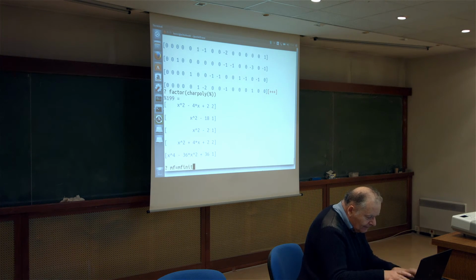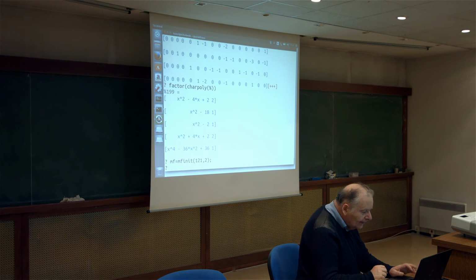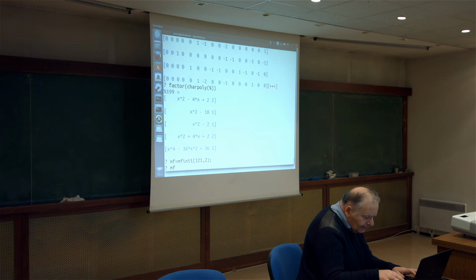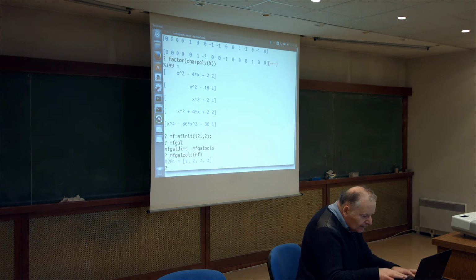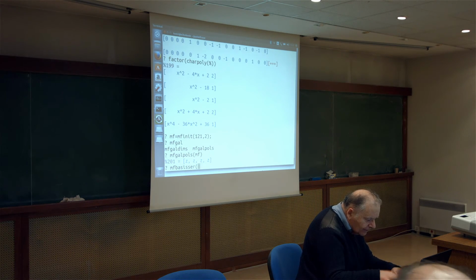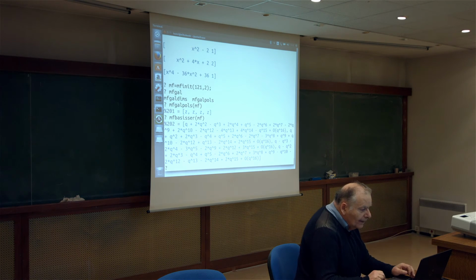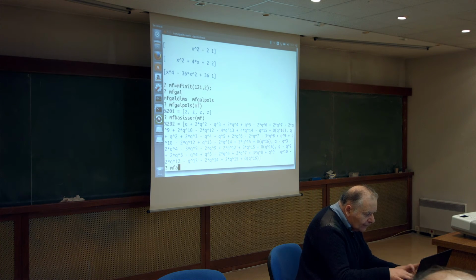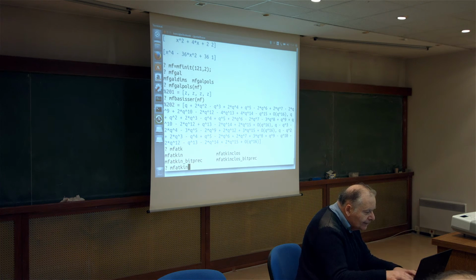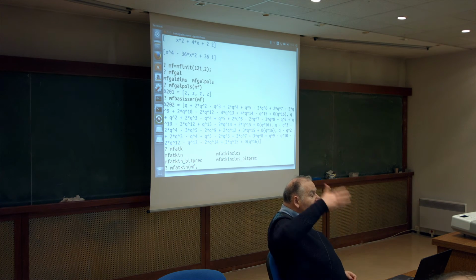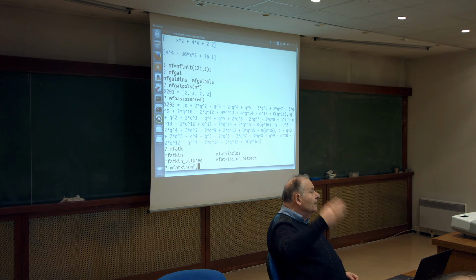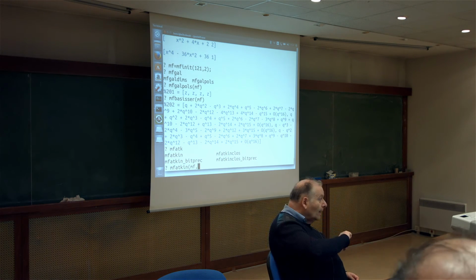MF init of, let's put ourselves in level 121 to have something a little bad. MF Galois of MF, well, it's all rational, so I can ask for the series expansion if I want. Here it is, who cares? But now what's more interesting is to ask for the action of the Atkin-Lehner operators on MF. So the Atkin-Lehner operators are defined on what are called primitive divisors of the level. So 121 being a square, there are only two primitive divisors, 1 and 121.